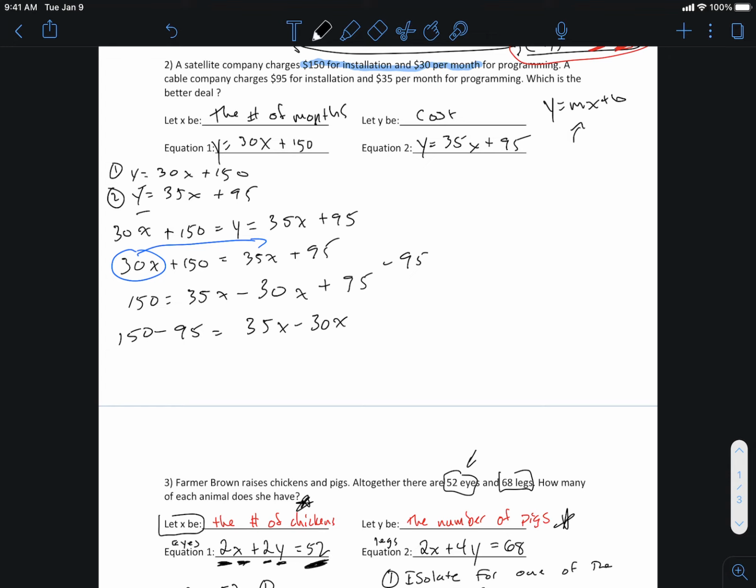When we talk about, you pull out your phone and you look at this and you go, okay, I'm just going to type this into my calculator, and there's no thinking anymore. Except for making sure you type in the right numbers, of course. Okay, so you get 55 is equal to 35 minus 30, which is going to be 5 with an x on it. Divide both sides by 5. You get x equals 11.